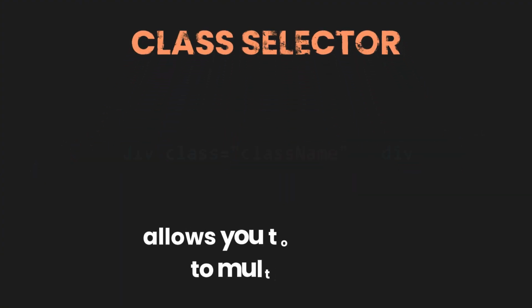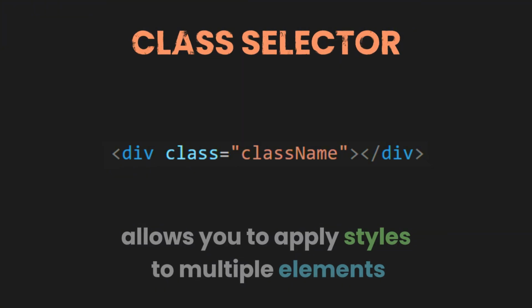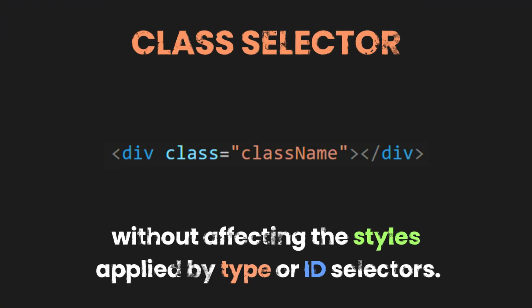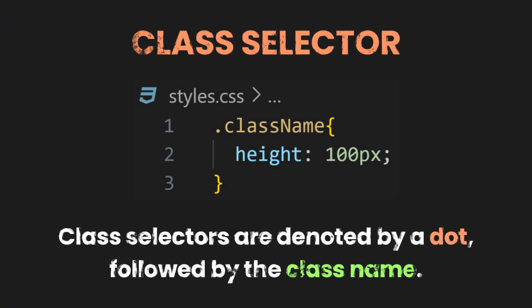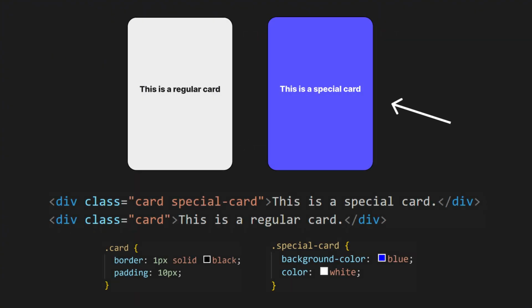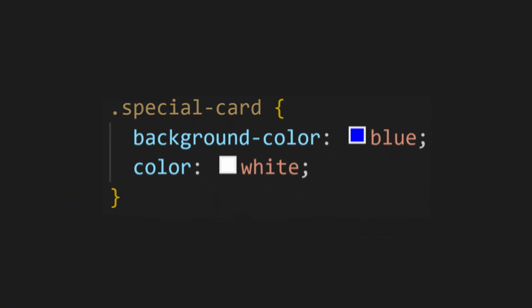The class selector allows you to apply styles to multiple elements without affecting the styles applied by type or ID selectors. Class selectors are denoted by a dot followed by the class name. For instance, if you want to apply a specific style to several cards, you can assign a class to those cards, and then define the style rules for that class. In this example, all elements with the class card will have a border and padding. The element with the class of special card will also have a blue background and white text, in addition to the styles defined for card.